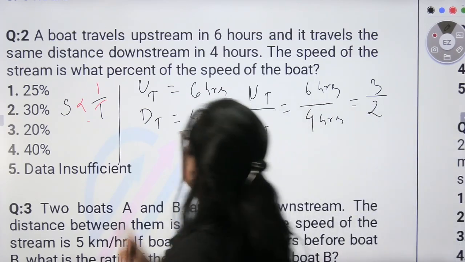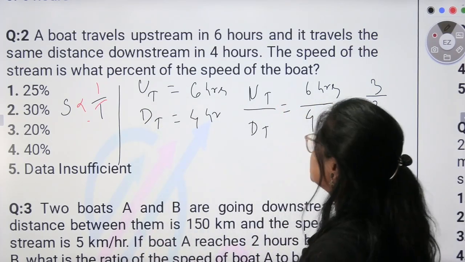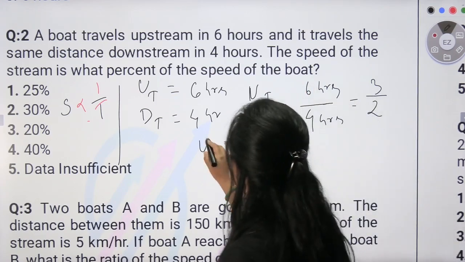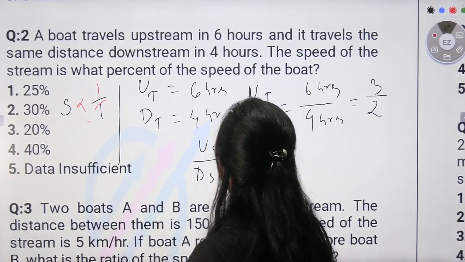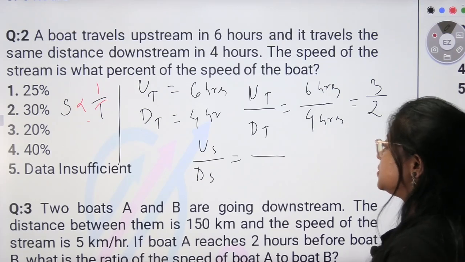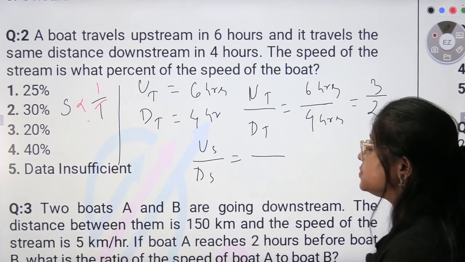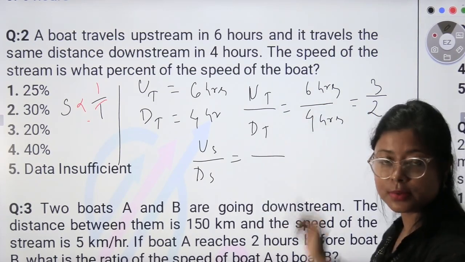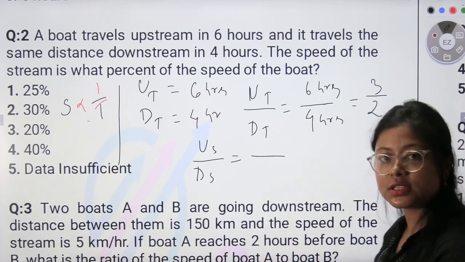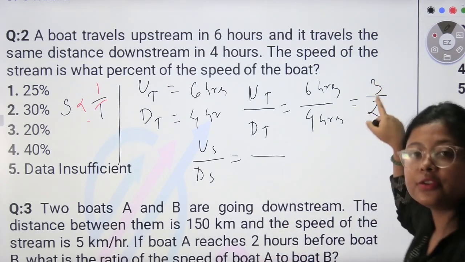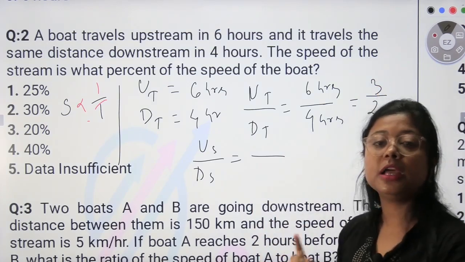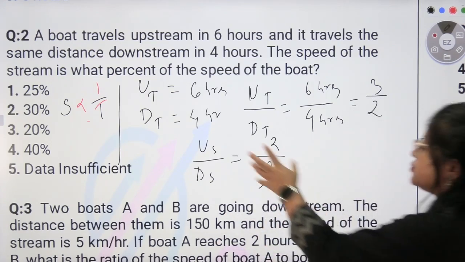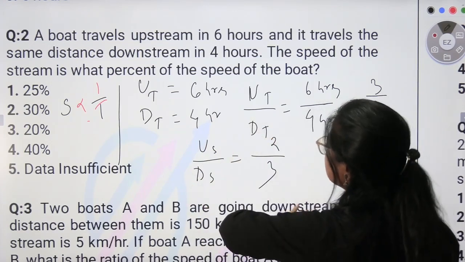All right. So if I know my upstream time and downstream time ratio, then what would be my upstream speed and downstream speed ratios? My upstream speed and downstream speed ratios would be the inverse of upstream time and downstream time, because time and speed are inversely proportional. So I will take inverse proportion of 3 by 2. What would be inverse proportion of 3 by 2? It would be 2 by 3. Okay, so your upstream speed and downstream speed ratio is 2 by 3.